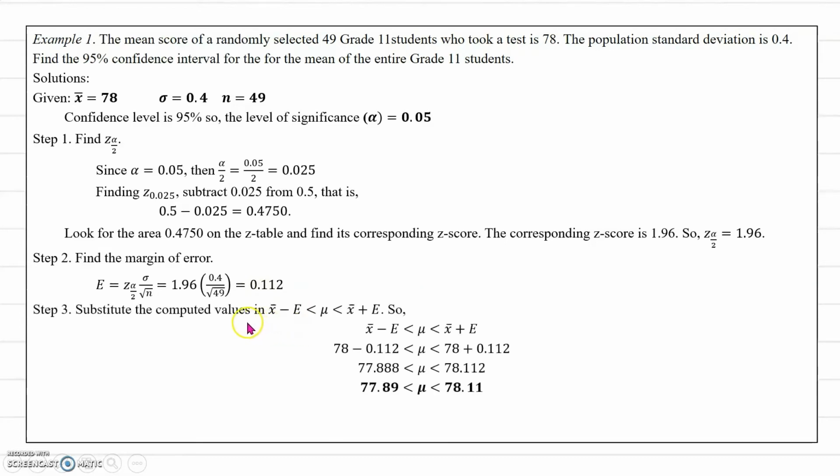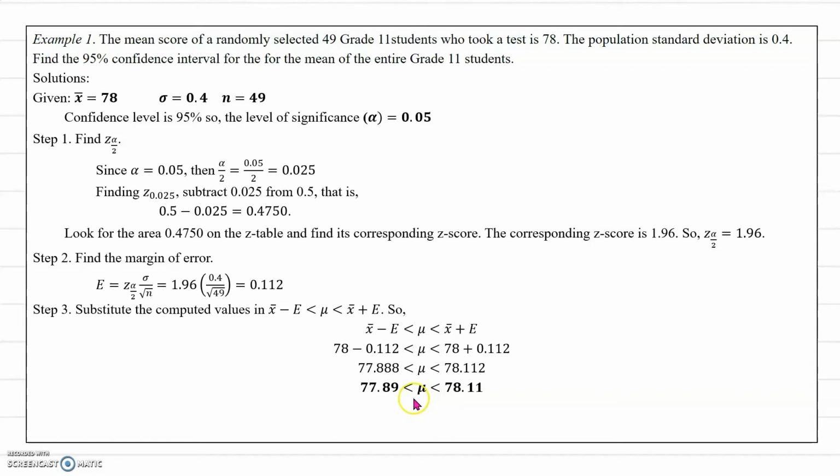Step 3, substitute the computed values in our interval formula. So we have the population mean is greater than the sample mean minus the margin of error, but is less than the sample mean plus the margin of error. Our margin of error here is 0.112 and our sample mean is 78. So the population mean is between 78 minus 0.112, that's 77.888, and 78 plus 0.112, that's equal to 78.112.